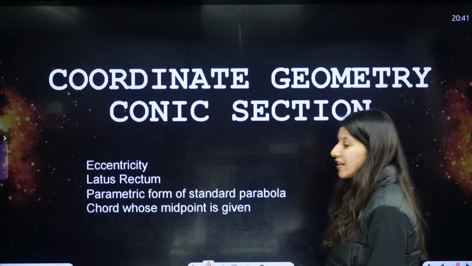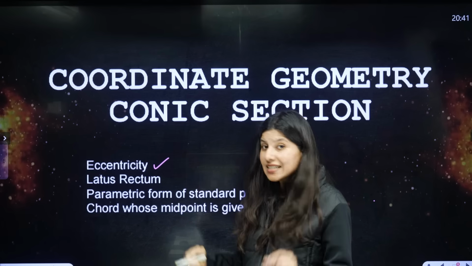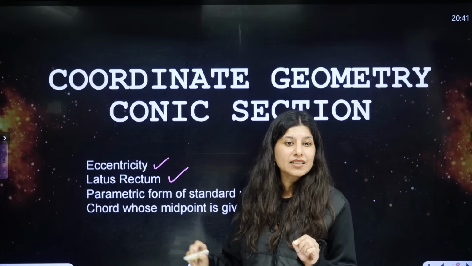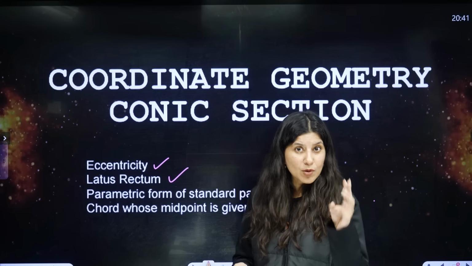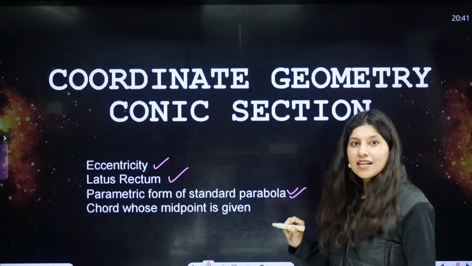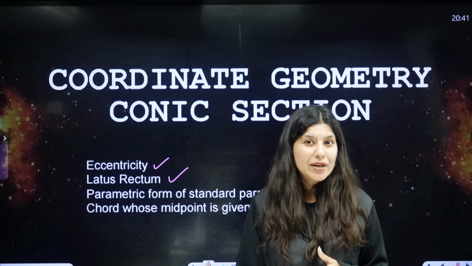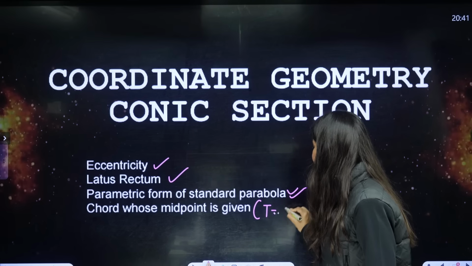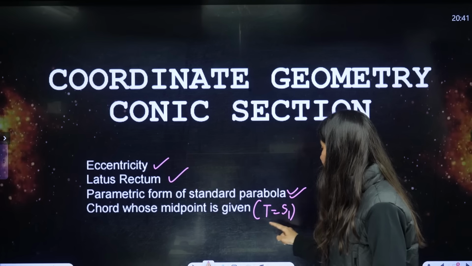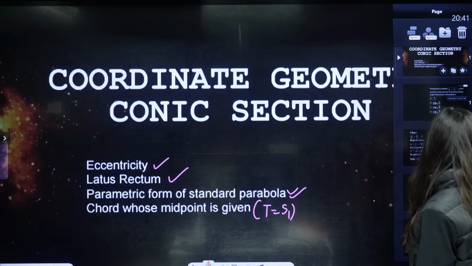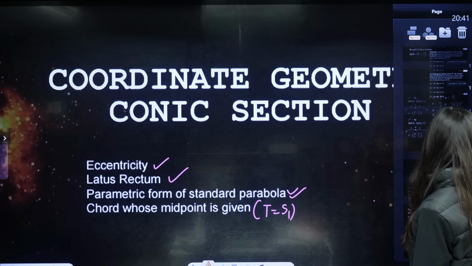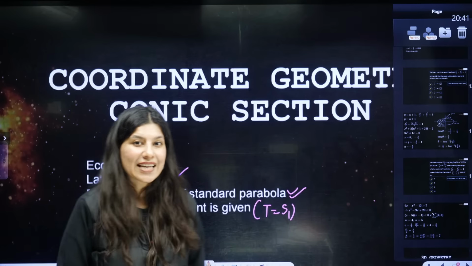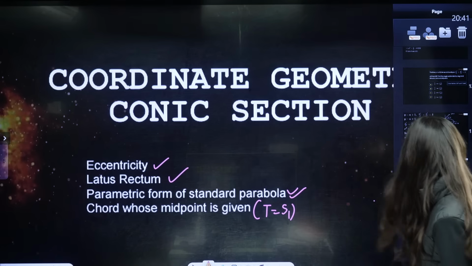Then we have, from conic section, make sure that you are revising the formula of eccentricity of ellipse and hyperbola, formula of latus rectum of ellipse, hyperbola and parabola, all three. Parametric form of standard parabola, that means (at square, 2at) and (2at, at square). And chord whose midpoint is given: how to write the equation of chord whose midpoint is given? T equals S1. So these are the subtopics. I am sure that you are very smart and you will be finding such things. See, this is a complete file which is segregated chapter wise, subtopic wise, for you.